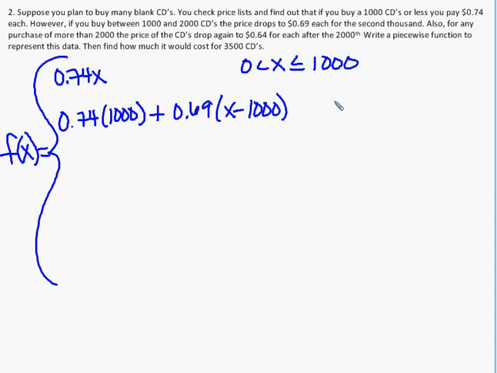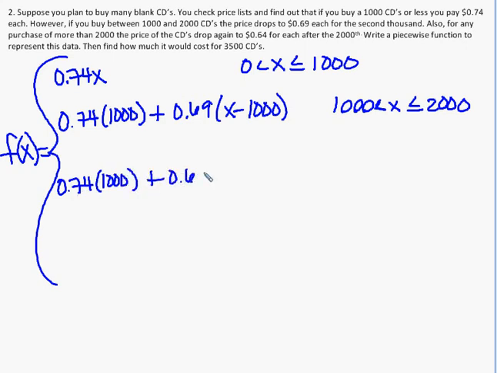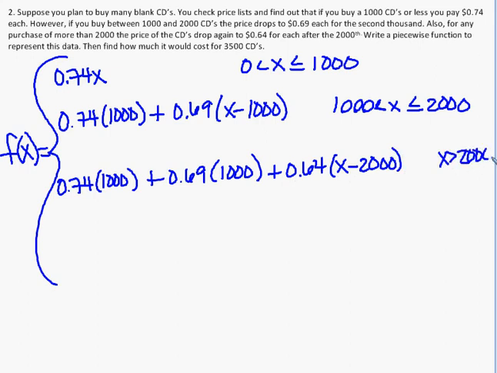So for this one, it's going to be between 1,000 and up to and including 2,000. Now anything over 2,000, the price will drop down to 64 cents. So we're still paying the 74 cents for the first 1,000 CDs, then 69 cents for the next 1,000 CDs, and then our price drops to 64 cents for anything over 2,000. So we're going to say, well, x minus 2,000. So for our domain, it's going to be x is greater than 2,000.